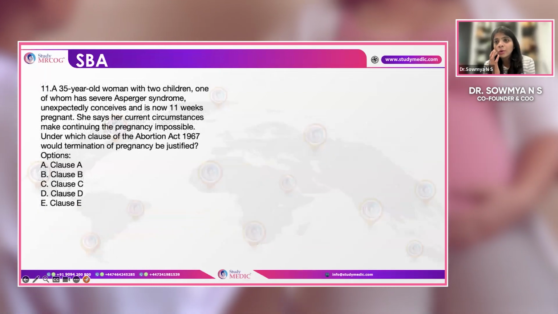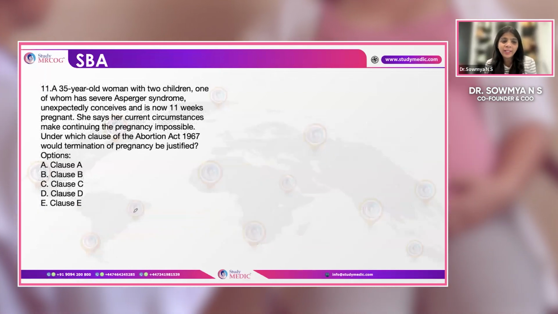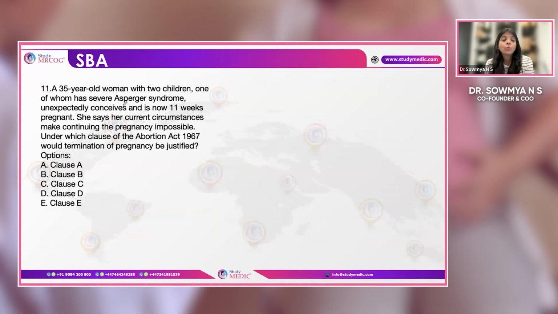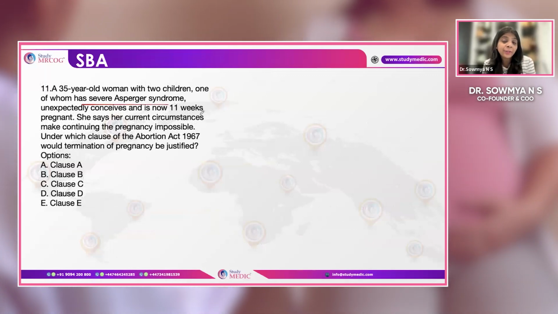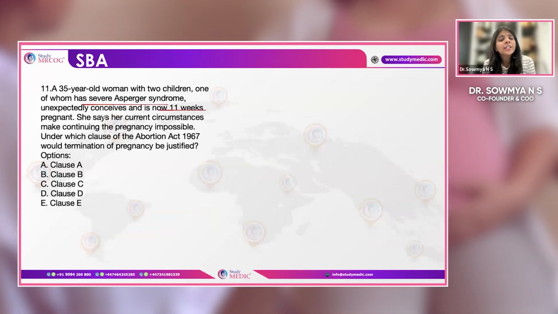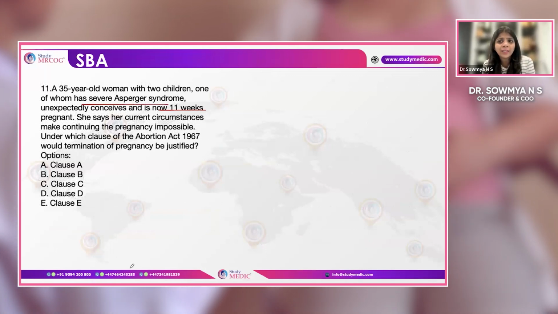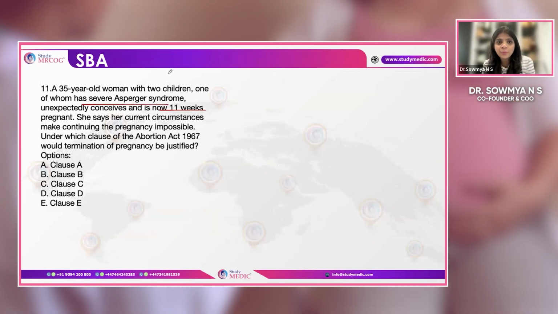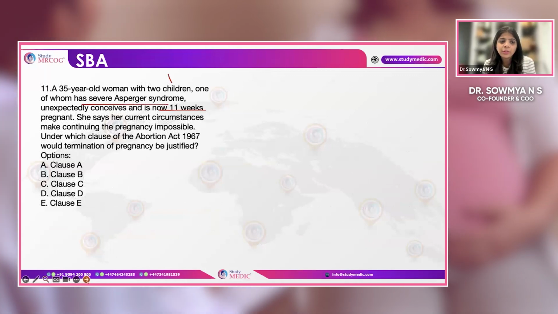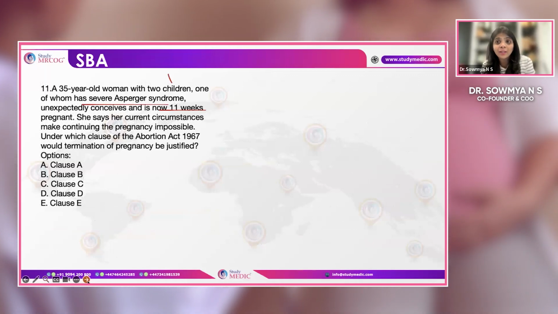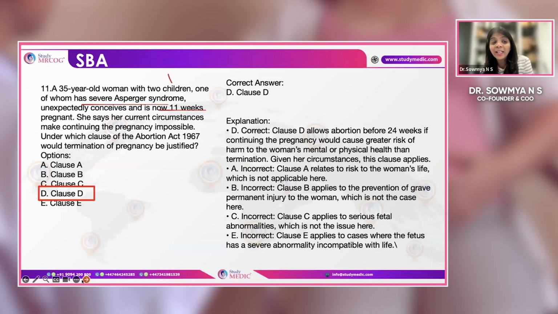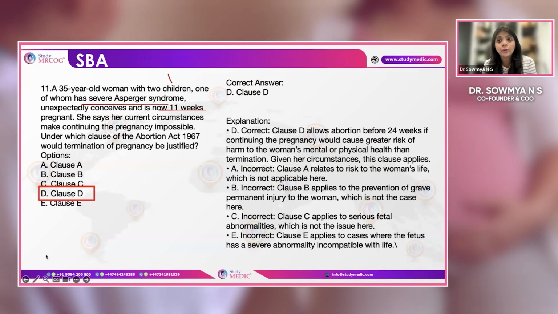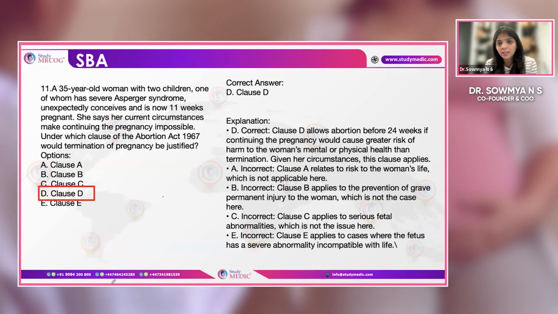Clauses. I think abortion clauses, you are all very well aware of, but sometimes you are worried. So that's why I've given this. A 35-year-old woman with two children, one of whom has severe Asperger's. She unexpectedly conceives and is now 11 weeks. She says her current circumstances make continuing the pregnancy impossible. So what she means is she is pregnant now, but one of the children has got severe Asperger's. So she doesn't want to continue. Obviously, when the other children's health is affected and you don't know which way to go, you move to clause D, right?